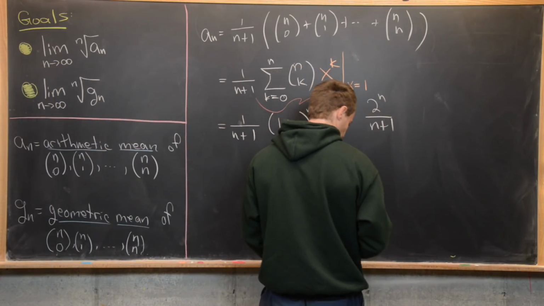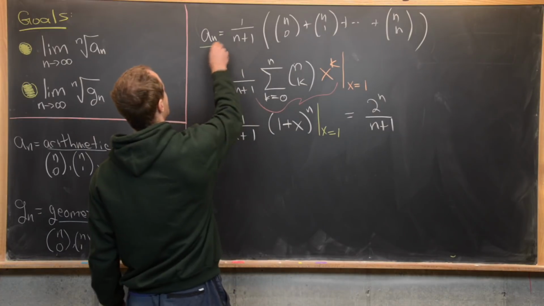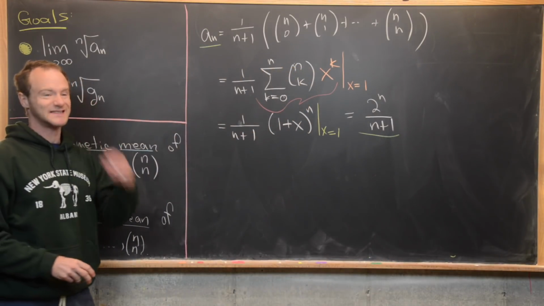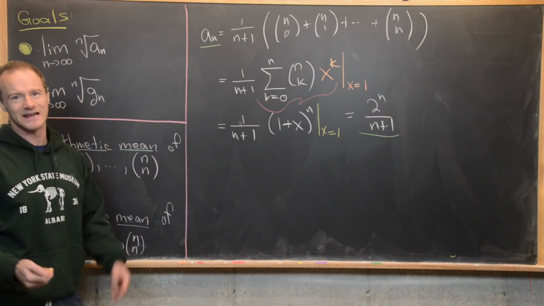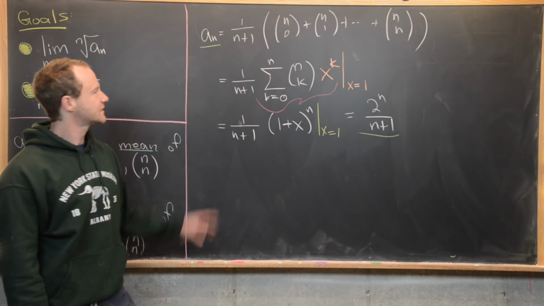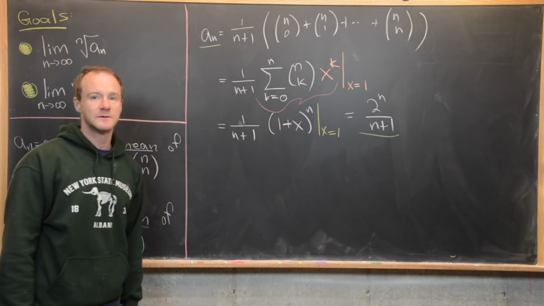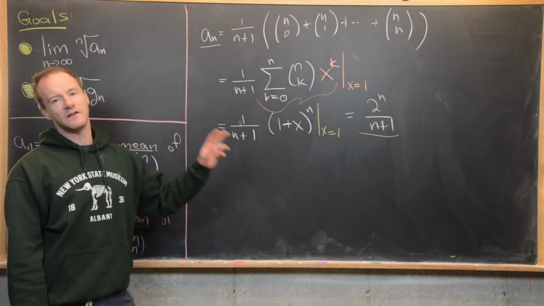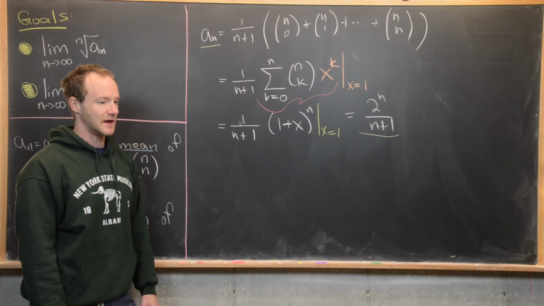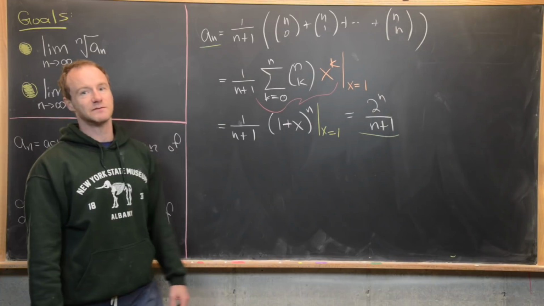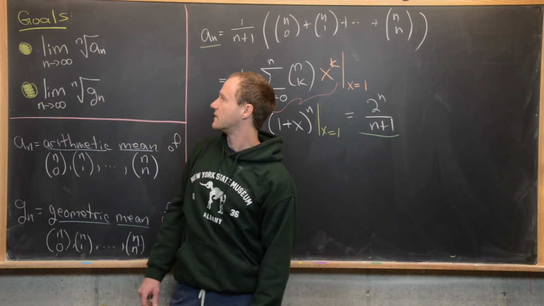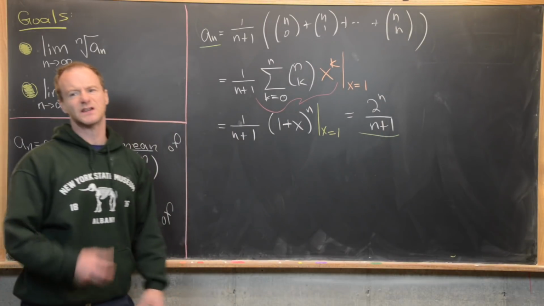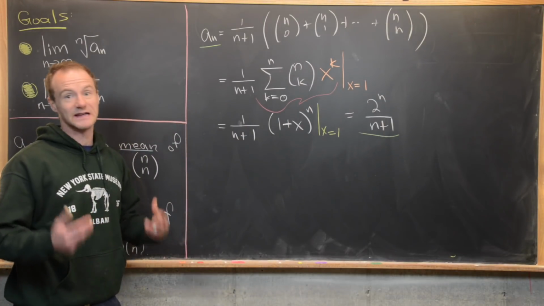So let's see where we are so far. We have calculated the arithmetic mean of these binomial coefficients. It's 2 to the n over n plus 1. That's a nice structure already. Now notice if we took the limit of this directly, we would get infinity because we've got this exponential thing in the numerator and then this polynomial type thing in the denominator. That actually provides some motivation for why we want to look at the nth root of a sub n, because that'll tame the growth of this so we can get some sort of nice number out of it.